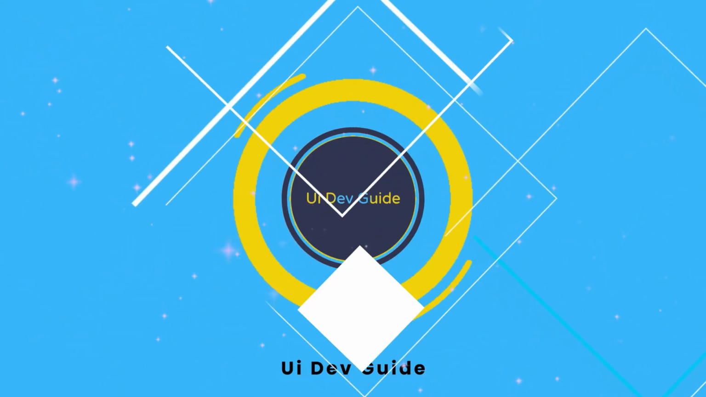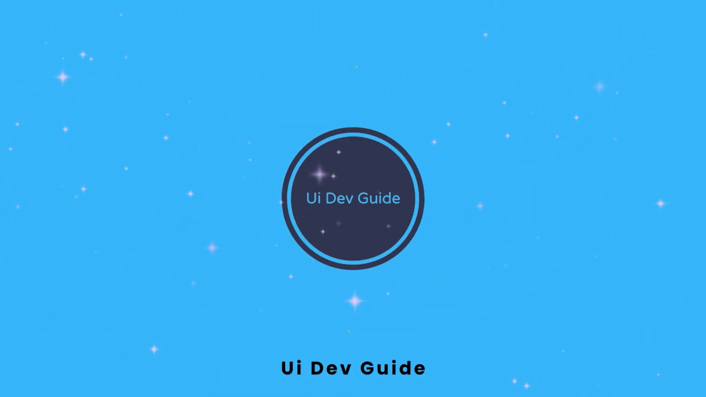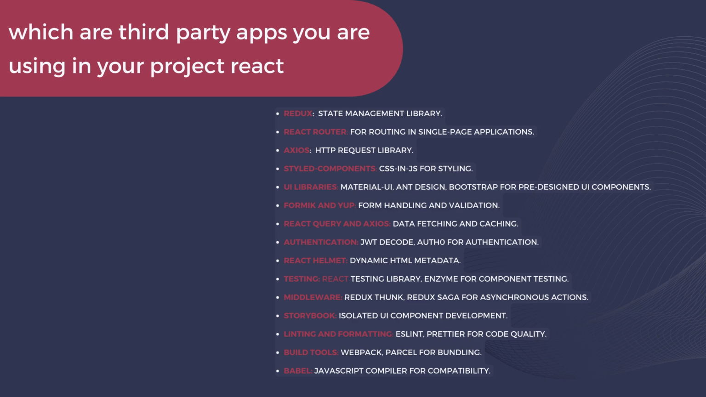So, for your React app, what are the third-party libraries you are using in your project? Third party, we have used Axios, React Router. So, we use Redux, correct, in our app. Those kinds of things come with third-party libraries in React. Redux also you might have heard about in React.